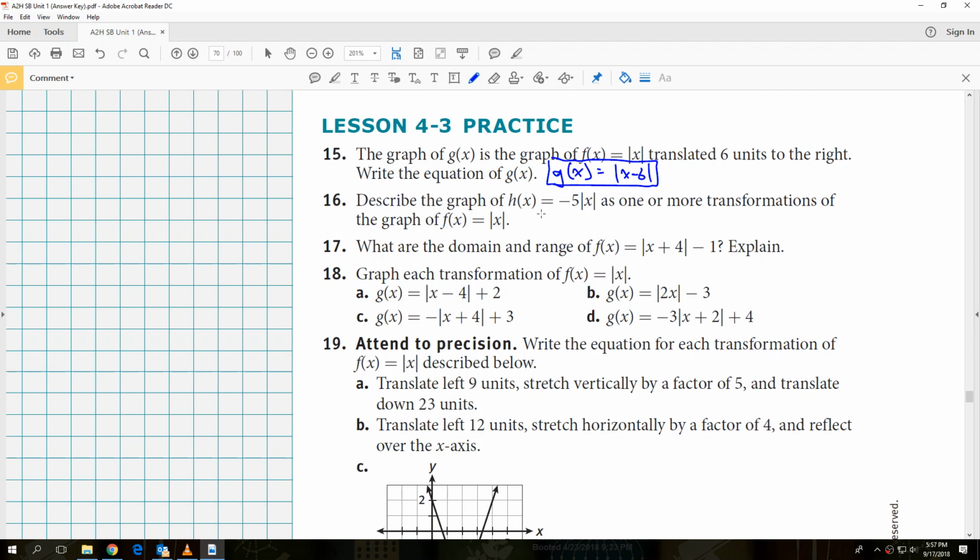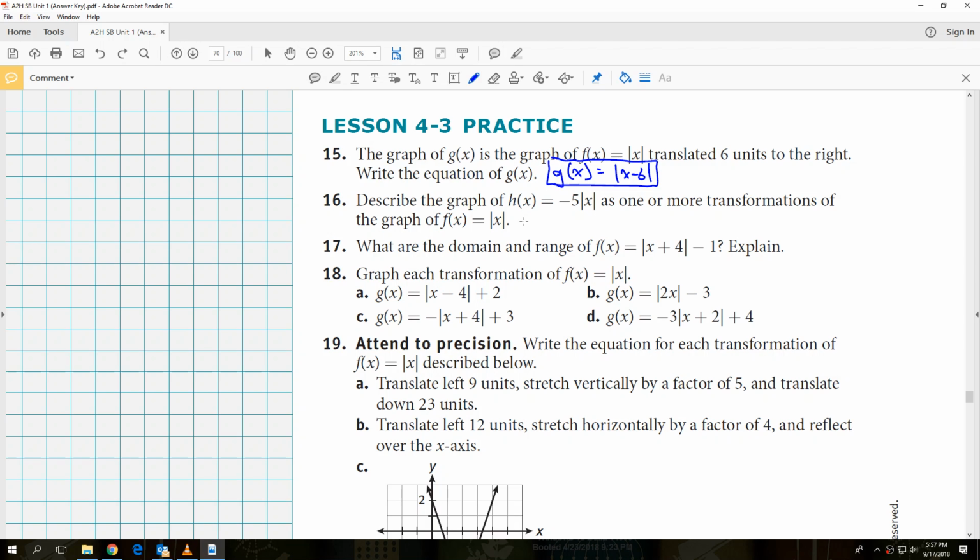Describe the graph of h of x is equal to negative 5x as one or more transformations of the graph of f of x is equal to the absolute value of x. Well, we've got really two different things here. This negative is going to flip it vertically. And the 5 is going to stretch it vertically. So let's go ahead and write those down.